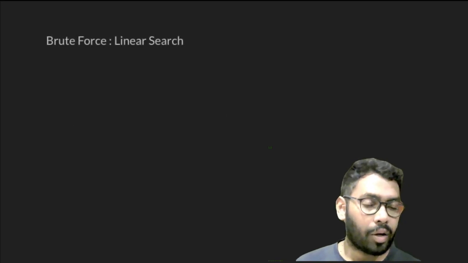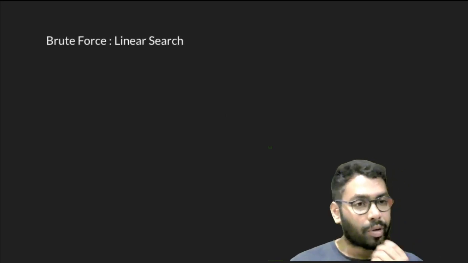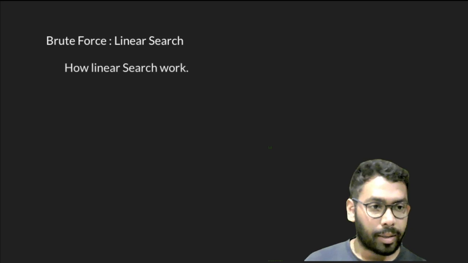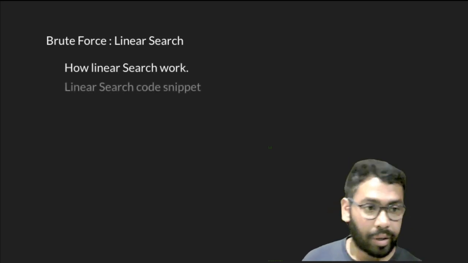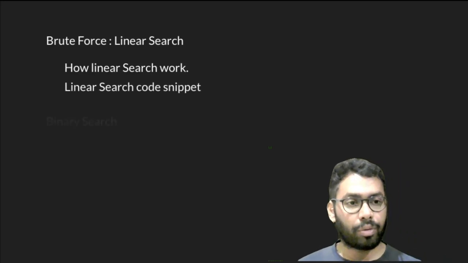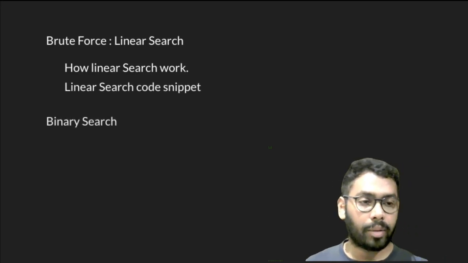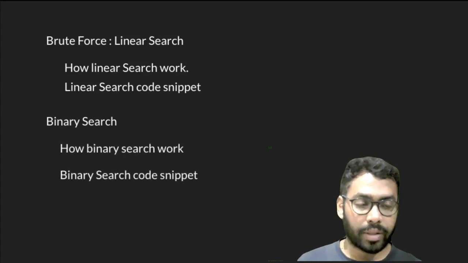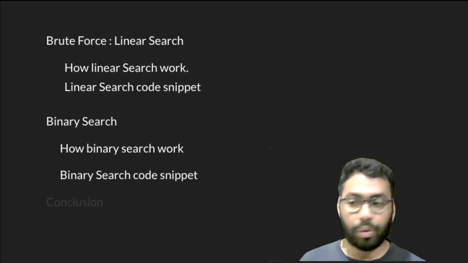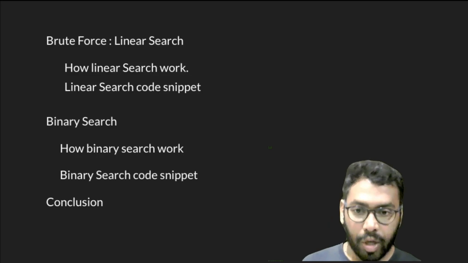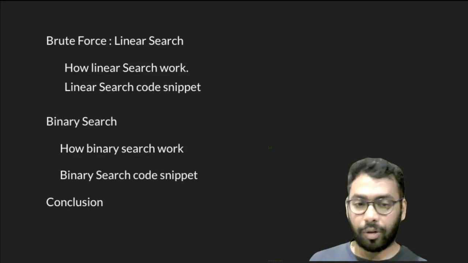All right. So the first thing that we are going to take a look at is how the linear search works. This is also known as the brute force way of searching. We are going to take a look at how it works, and then we are going to take a very quick look at one of the code snippets of linear search. Then we'll jump over to binary search. We are going to take a look at how binary search works. We are going to take a look at the code of binary search, and then we are going to talk a little bit about conclusion. Super short video, but extremely helpful. Let's do it.